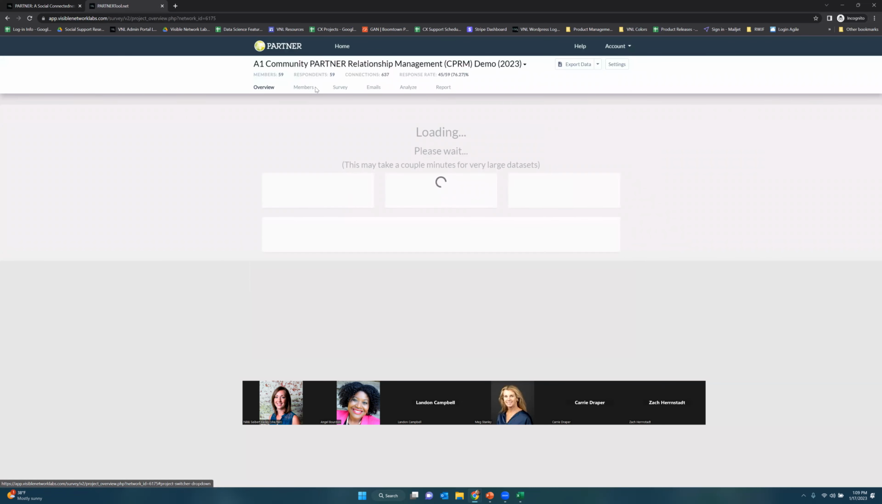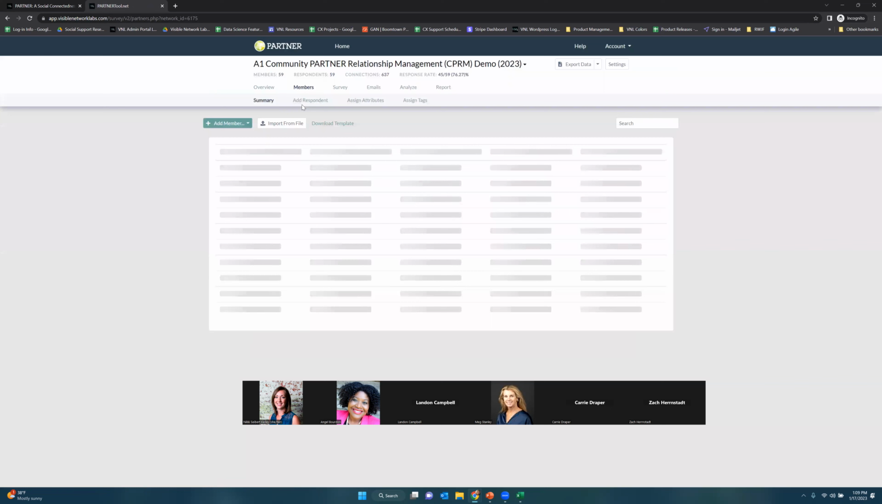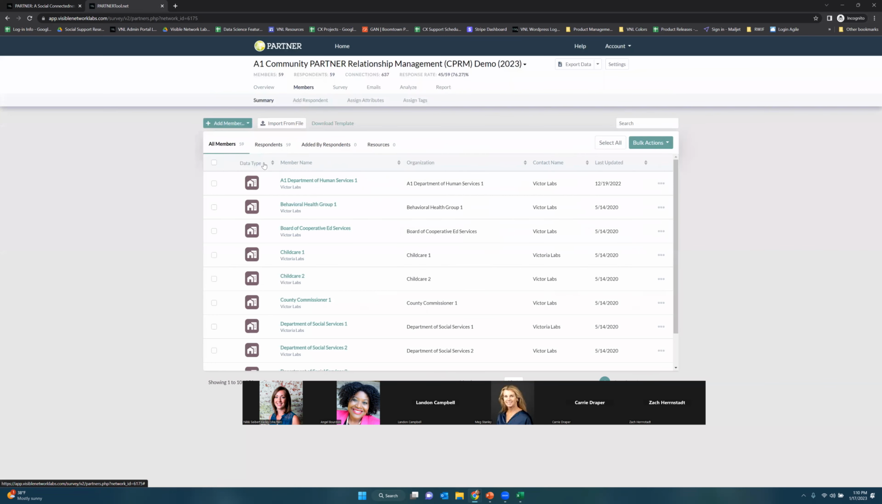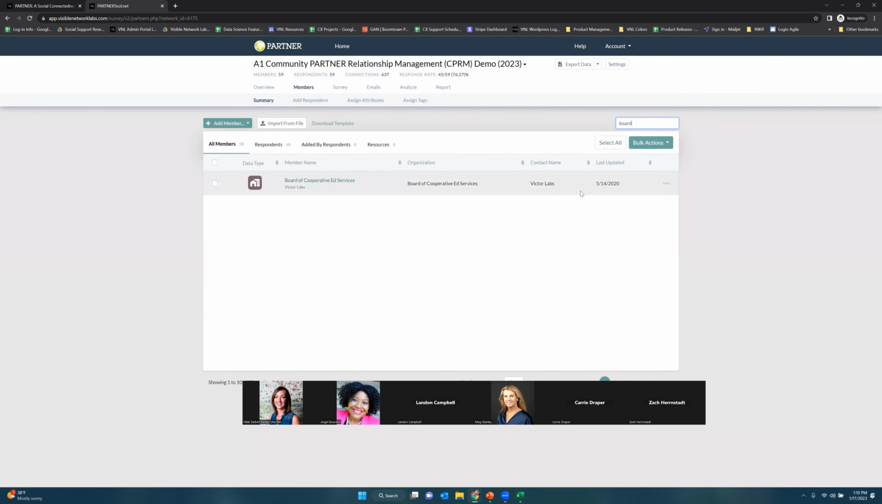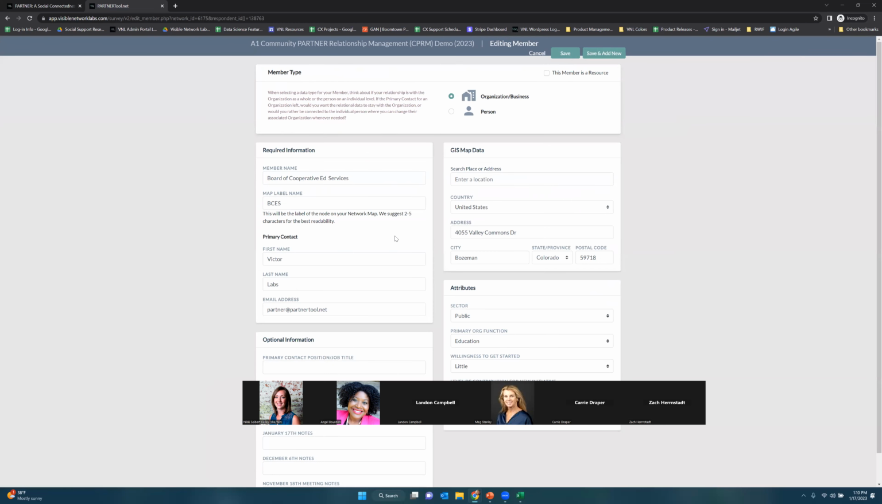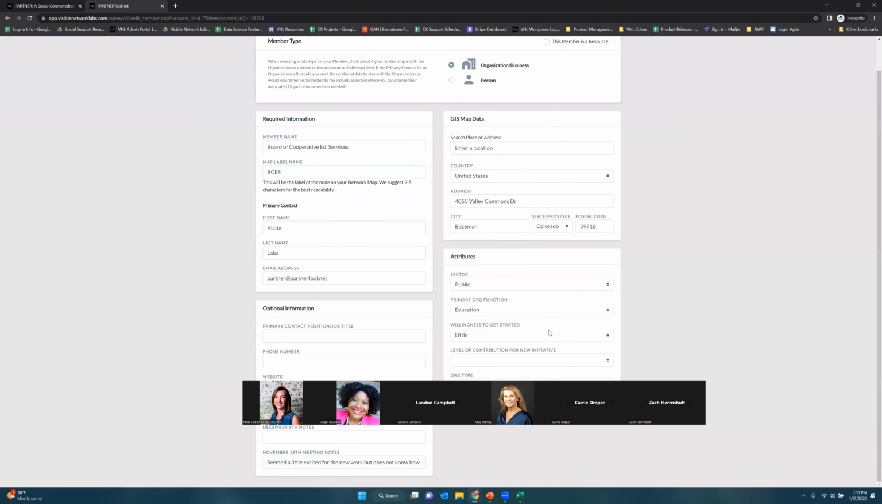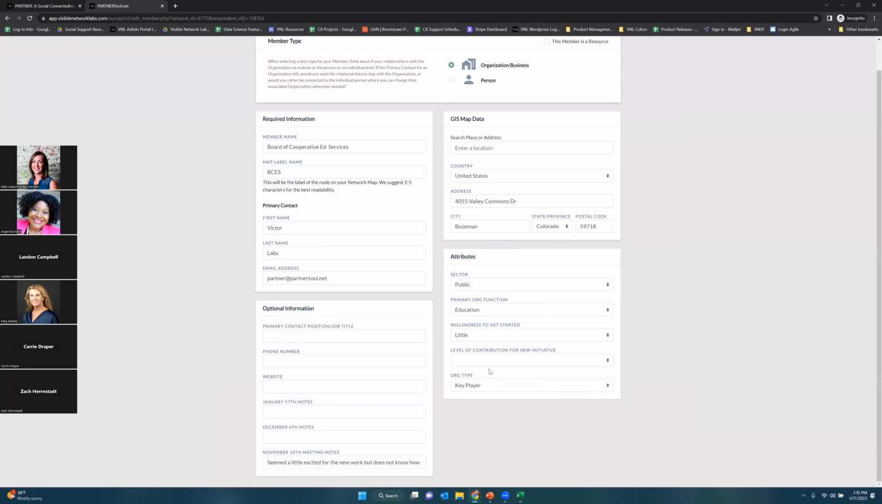So you can easily go into your member area and search for your members. If I had a list of the folks I attended that meeting with, I'm going to go in here and search for our Board of Cooperative Ed Services. I'm going to click this little drop down and edit the contact card for this organization. I'm going to go down here and say they actually only have some level of involvement right now. And so that's what I'm going to note here.